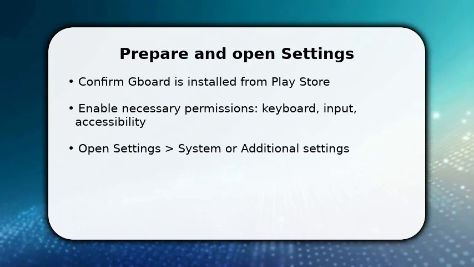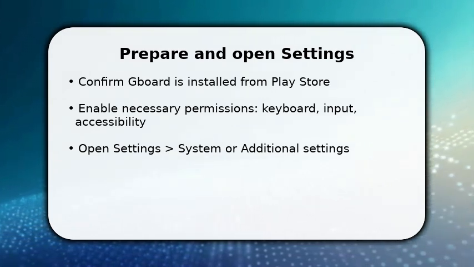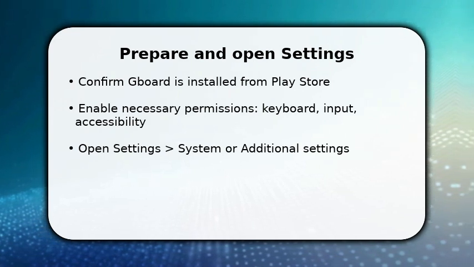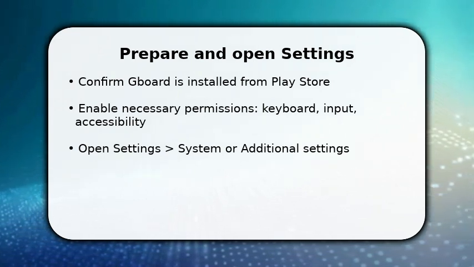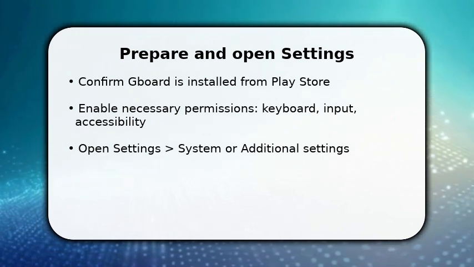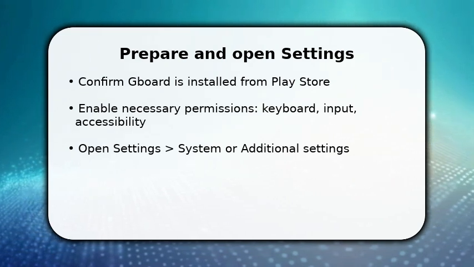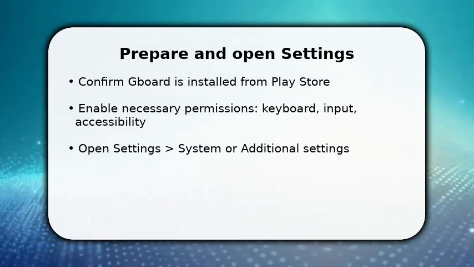You'll start by confirming Gboard is installed and permissions are ready. This prevents surprises later. Open Settings on your Vivo device, then go to System or Additional Settings depending on your model. Once there, tap Language and Input to access keyboards. Make sure the current keyboard is Kika so you can switch it. You don't need to uninstall Kika.